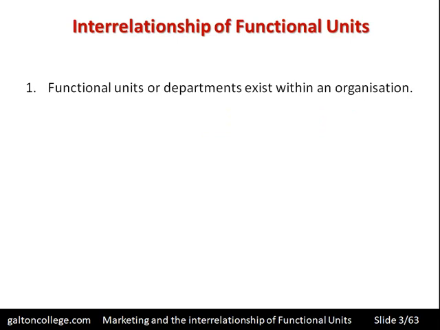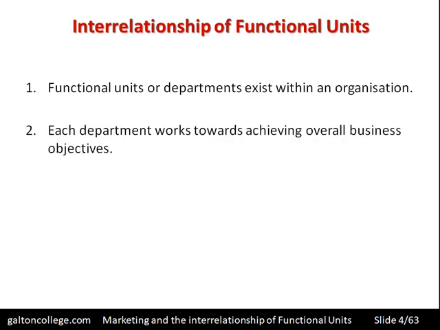So functional units or departments exist within organizations. We imagine a business to have a production department, an HR department, a design department. It's got various functional areas, but it also has a marketing department. And it's the marketing department's job to collect information about the requirements of the customers, about what they expect in the product, and to ensure that their expectations are met, both in terms of the product itself, but also in its delivery and in its after-care service.